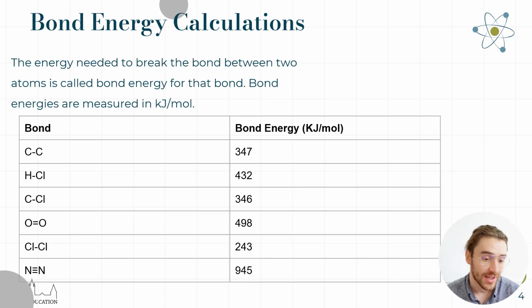So, bond energy calculation. The energy needed to break bonds between two atoms is called the bond energy. We measure it in kilojoules per mole, and it's not something that I think they expect you to know. It's just good to know that certain bonds are going to require more energy to break than others. So a simple carbon to carbon single bond is going to only require 347 kilojoules per mole, whereas a triple bond between nitrogen is going to take 945 kilojoules per mole.